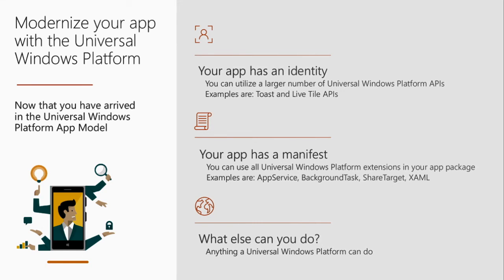We can add features such as app services to expose a certain functionality of our application to other applications in the system. We can add background tasks to be triggered on some system event or something changing. In the past, Win32 apps could be in just two states, running or not running. A background task can run code just when it's needed, so it's very efficient on resources on the device and battery life.